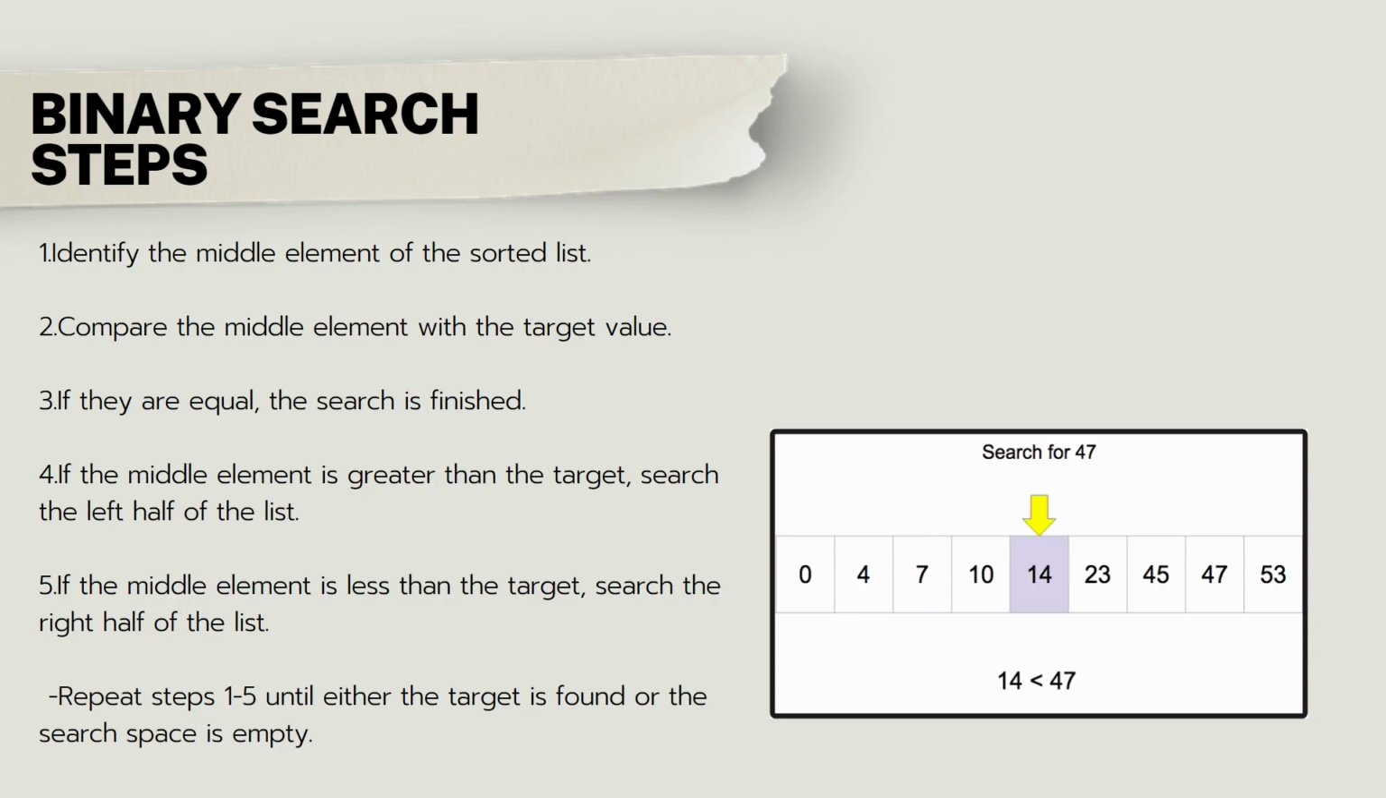Binary search steps. Step 1. Identify the middle element of the search list. Step 2. Compare the middle element with the target value. Step 3. If they are equal, the search is finished. Step 4. If the middle element is greater than the target, search the left half of the list. Step 5. If the middle element is less than the target, search the right half of the list. Repeat steps 1 to 5 until either the target is found or the search space is empty.